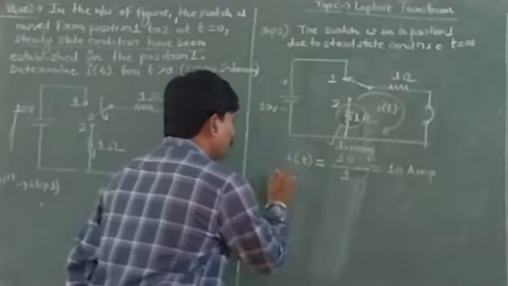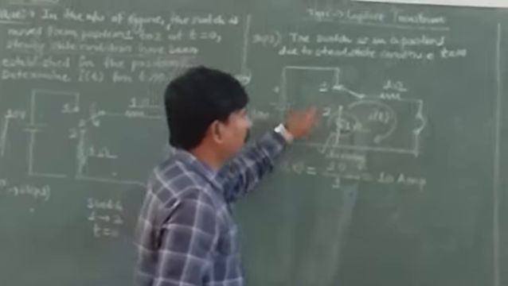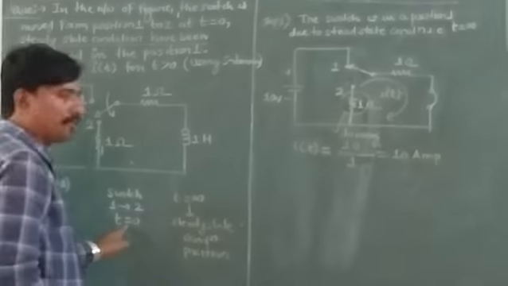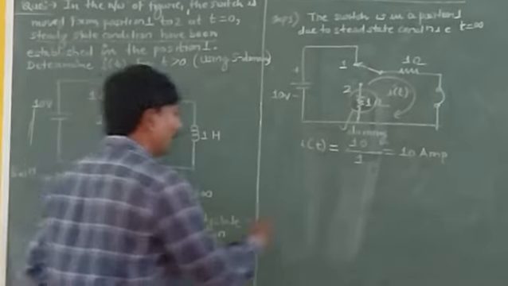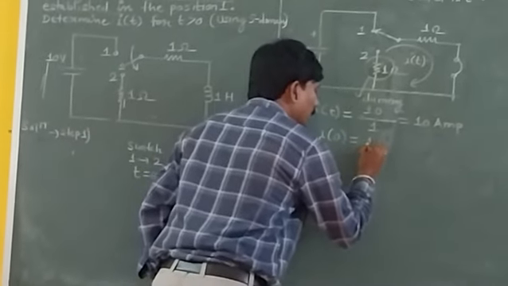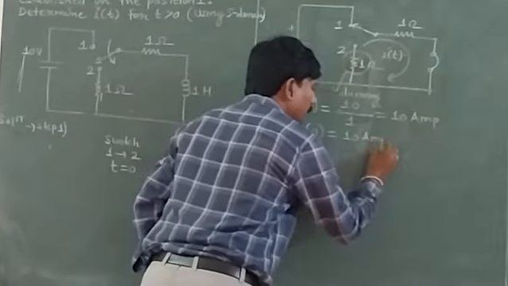Okay. Now this current we have identified at the t equals infinity condition, but this condition has been derived from the condition at t equals 0. That's why we can write i(0) equals 10 ampere.